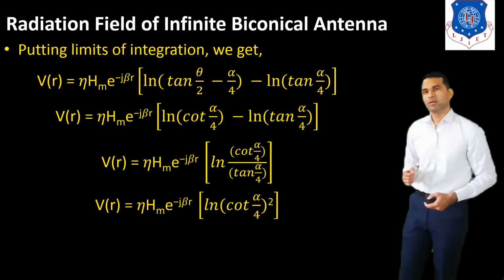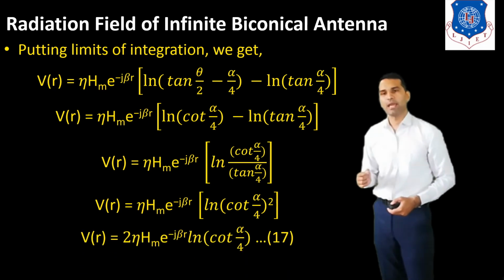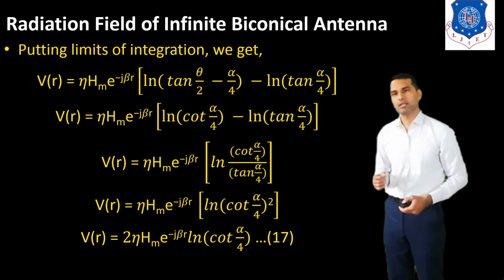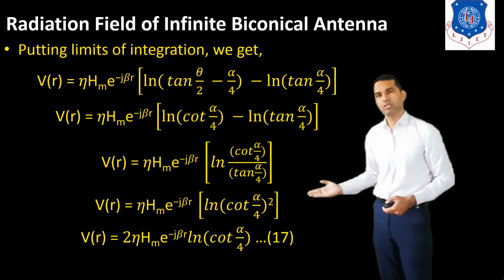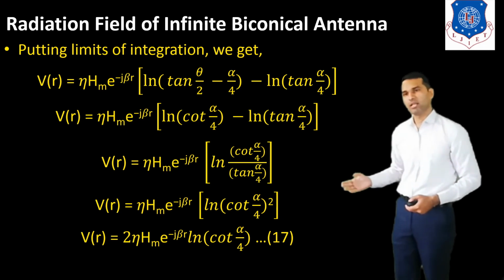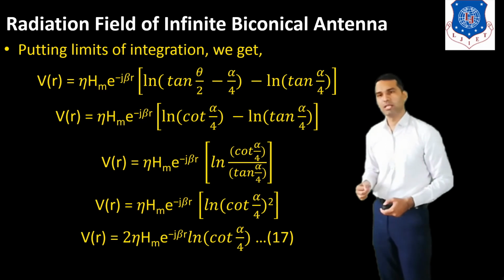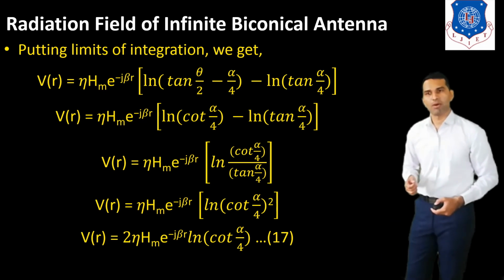So we simplify. We can write this equation as V(r) equals eta Hm e raised to minus j beta r ln, where tan theta is nothing but 1 upon cot theta. Using this property, we write ln cot squared of alpha by 4. So finally we get V(r) equals 2 eta Hm e raised to minus j beta r ln cot alpha by 4.